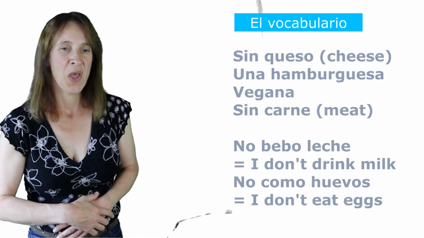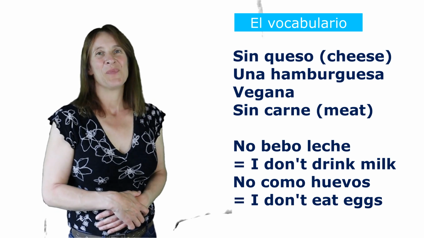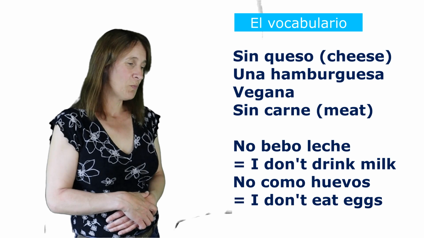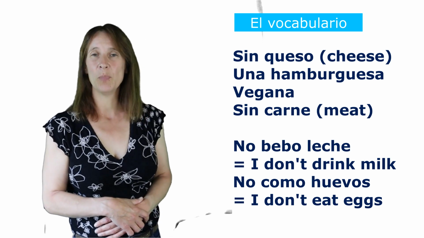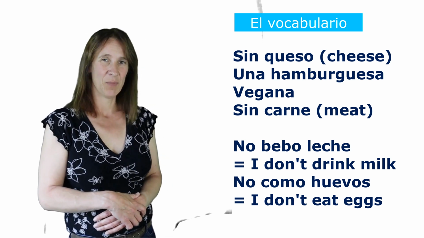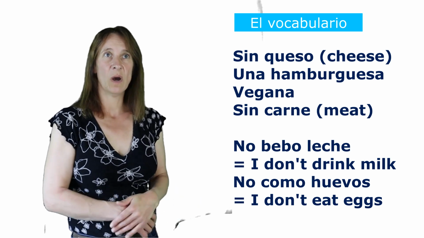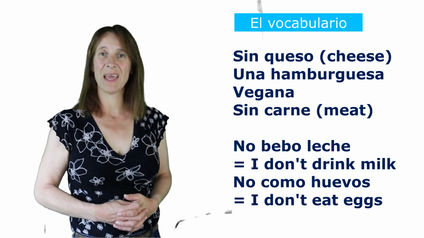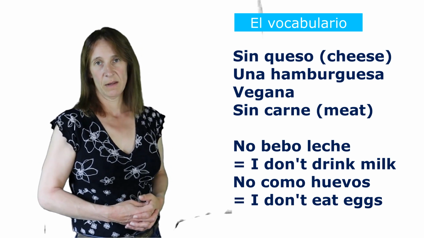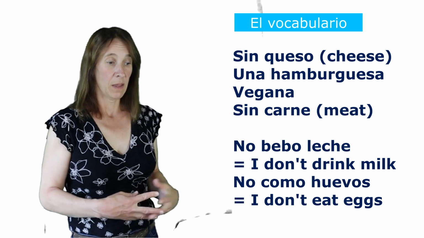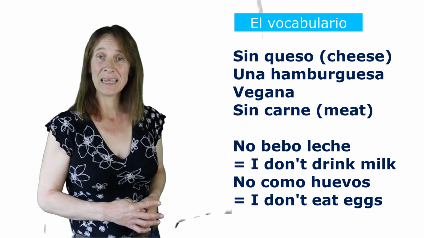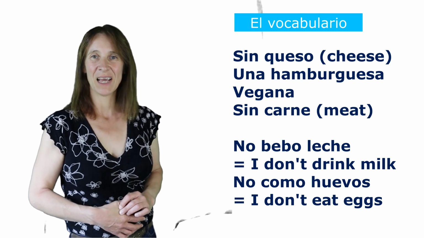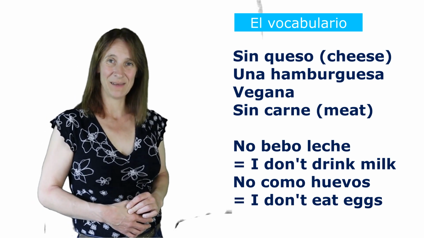Okay, food. We might want sin queso, without cheese, or you might be offered una hamburguesa, which is a hamburger. Maybe you are vegan, so you might want una hamburguesa vegana, which is a vegan item of food. If you are, then you will want it sin queso, without cheese, sin carne, without meat.